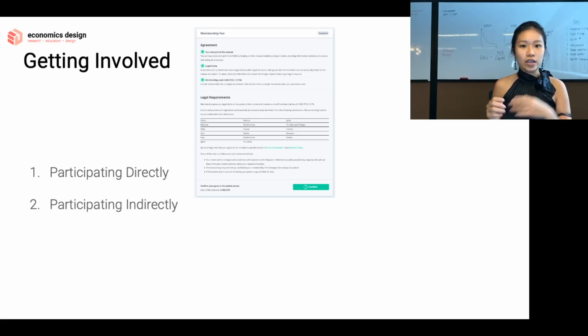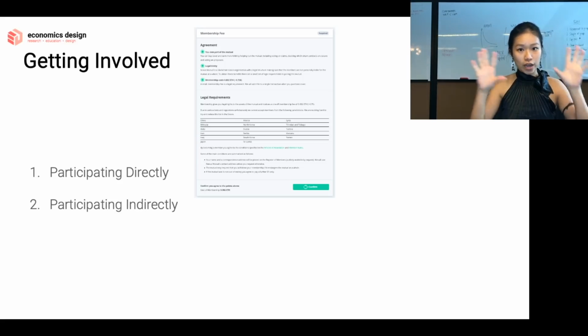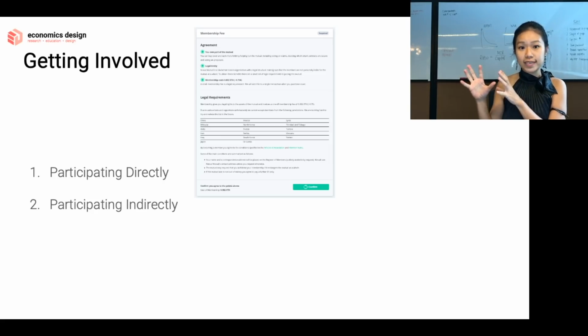That being said, that's the way to participate directly. And then, once you're a member, there are different ways to participate. You could be buying covers, you could be buying the tokens, you could be staking, you could be participating in governance, and all the other ways of using and participating directly. So that's the direct way to get involved in Nexus Mutual.